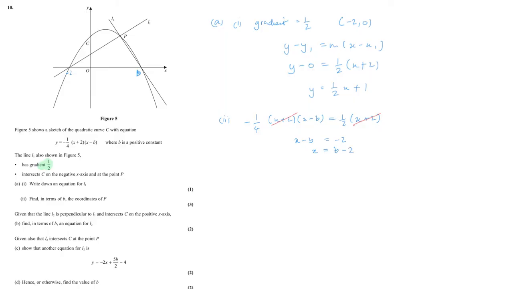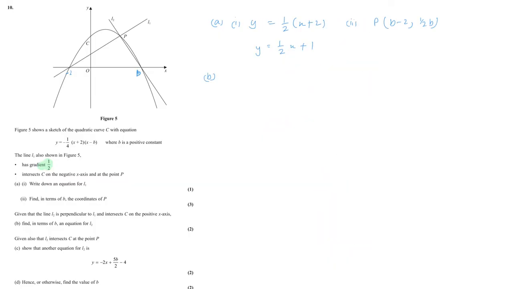Now we need the y coordinate. So y equals, we'll use the half x plus 2 part of the equation. So it's half, if x is b minus 2 plus 2, so those are going to cancel, leave me a half b. So that's what y is. So my coordinates are b minus 2 and a half b for my x and y coordinates of p.